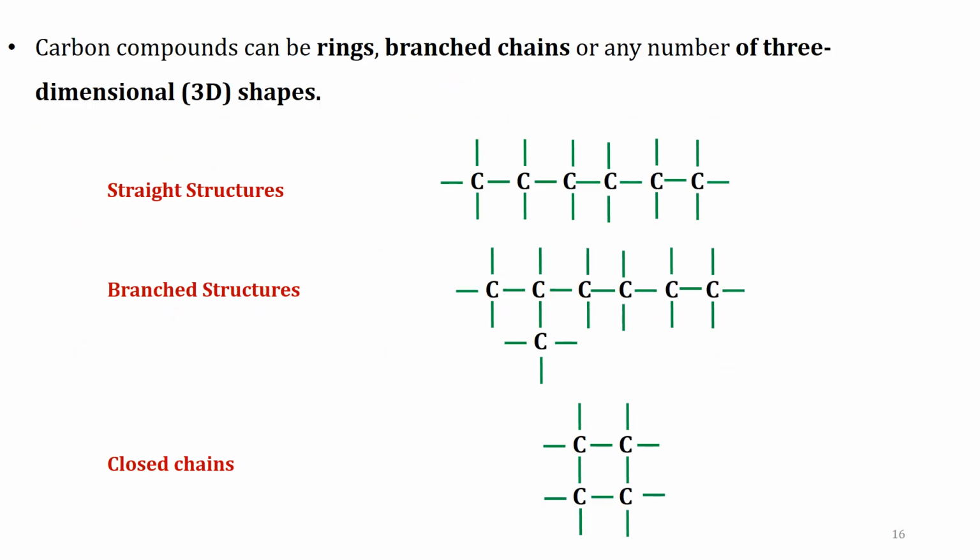Shapes of carbon compounds. Carbon compounds can have varied structures: rings, branched chains, or 3D shapes. This flexibility allows for the complexity and diversity of organic molecules.